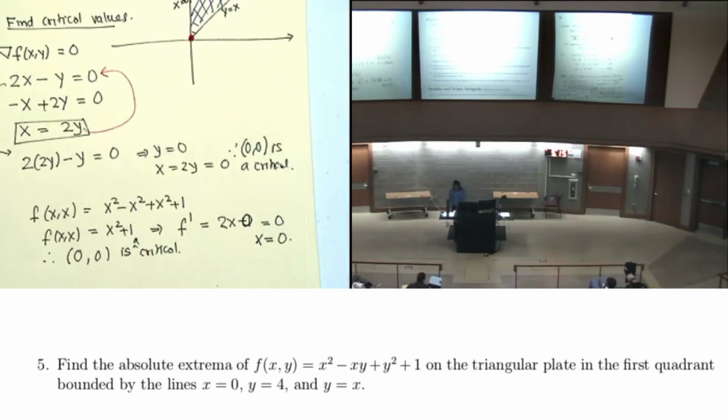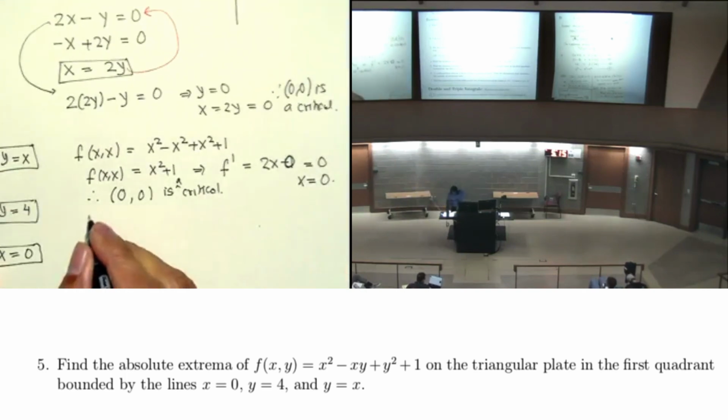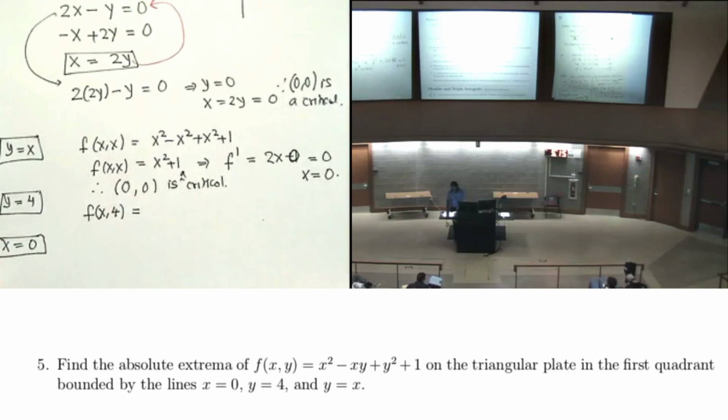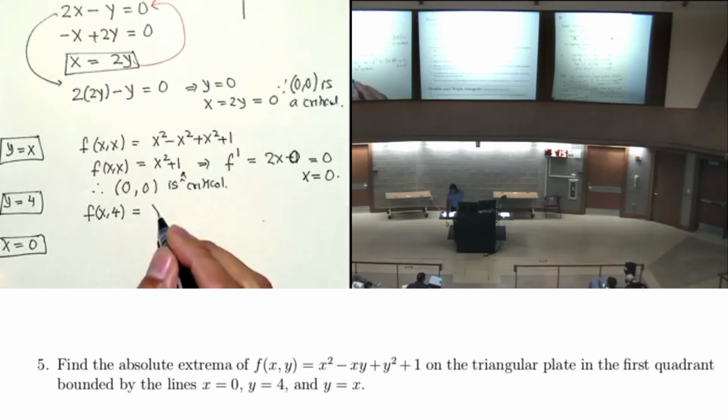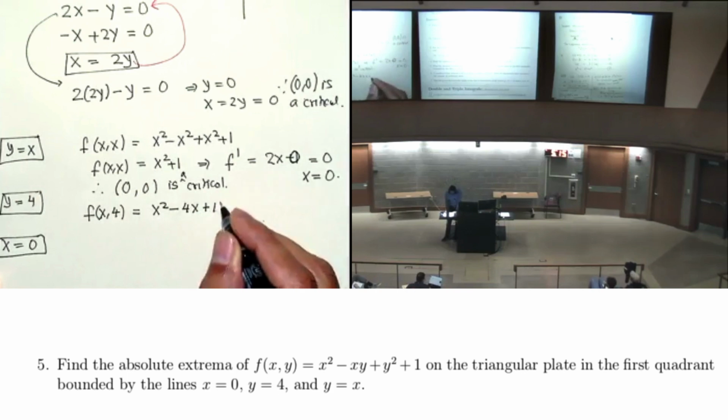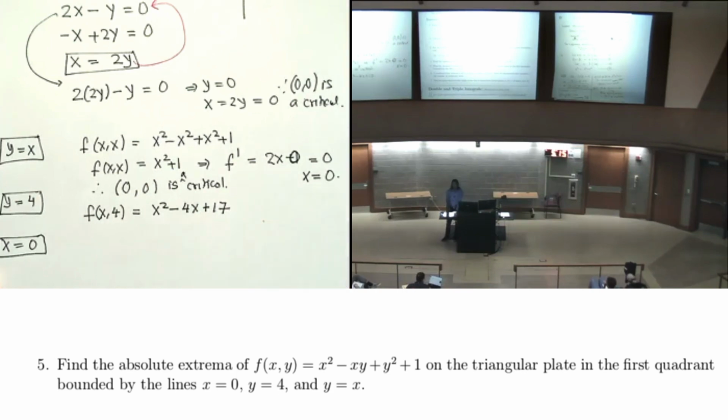If I plug y equal to 4 in my function, so now y is 4, what do I get? x square, and this is 4x. 4 square is 16, 16 plus 1 is 17. Okay. For the critical value, what I need to do is take the derivative. This is going to be 2x minus 4, and then you set it equal to 0 for the critical value.